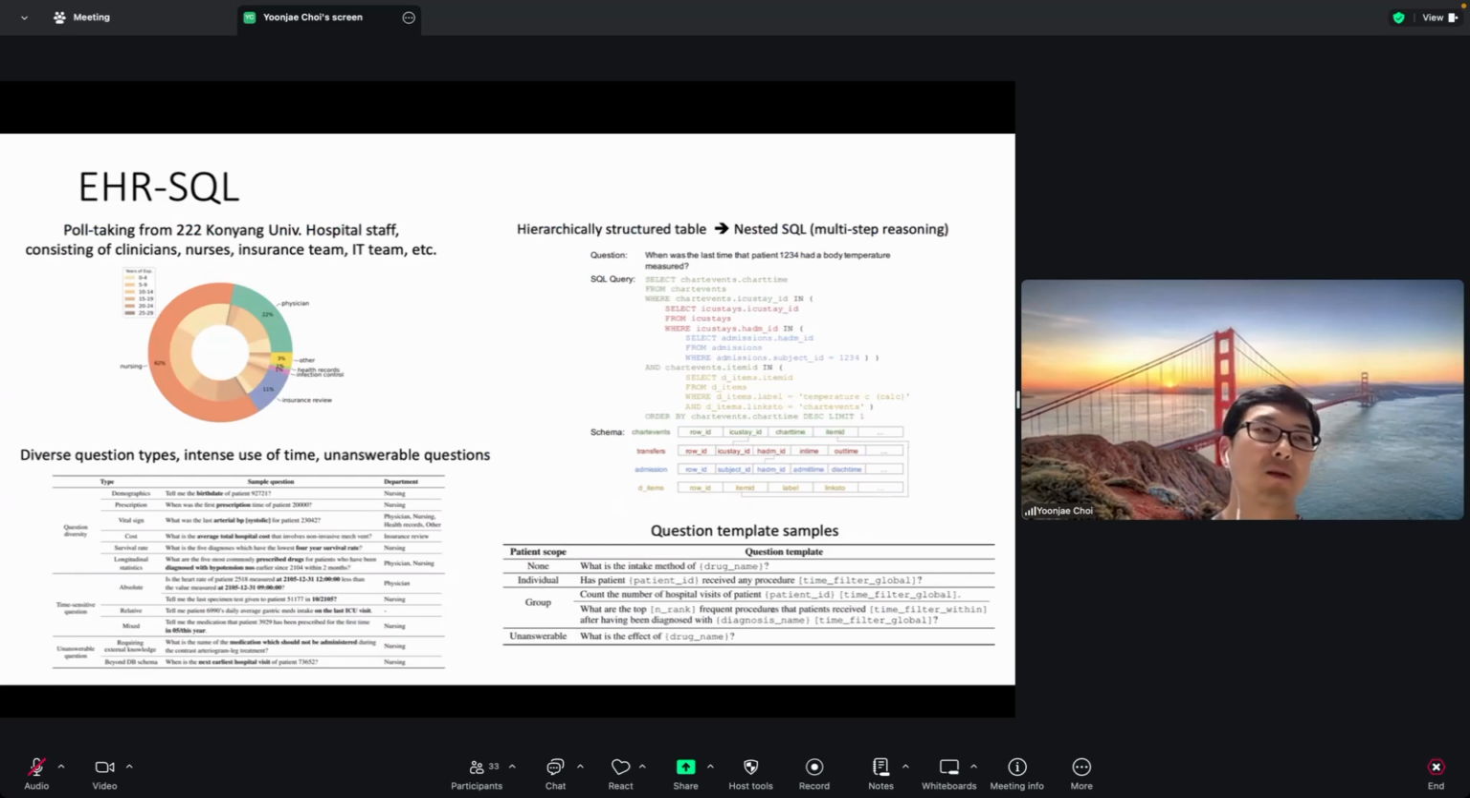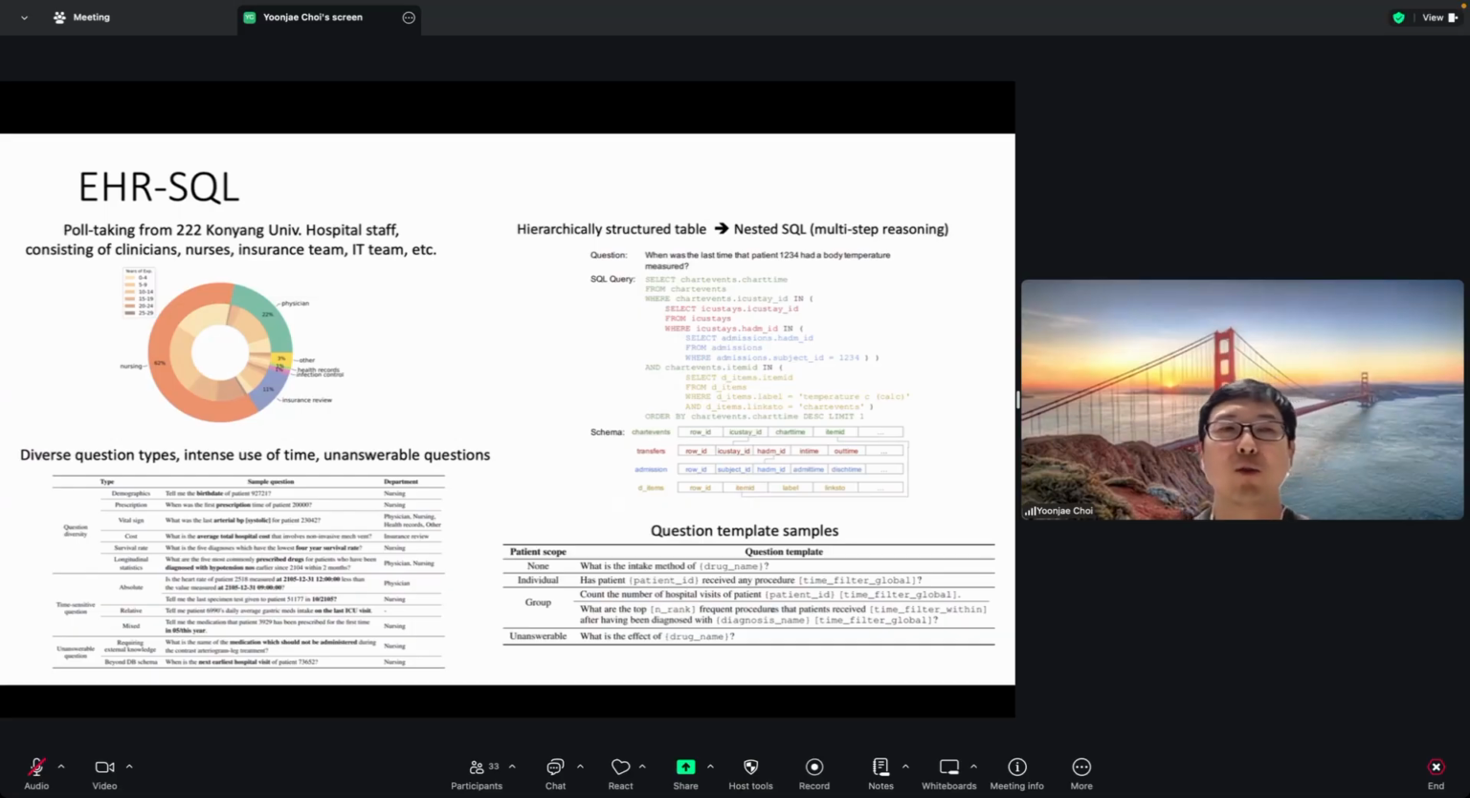So we gave coffee coupons to a bunch of people like nurses, medical doctors, professors, insurance reviewers, IT engineers, researchers, and the question was, if you had an AI speaker on your desk, what kind of question would you ask every day, routinely, if you had some question about EHR? So that was our survey.